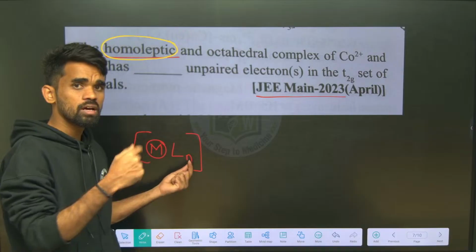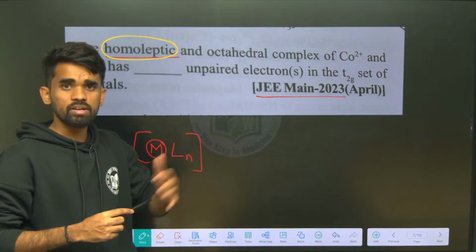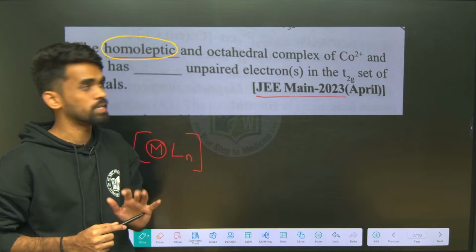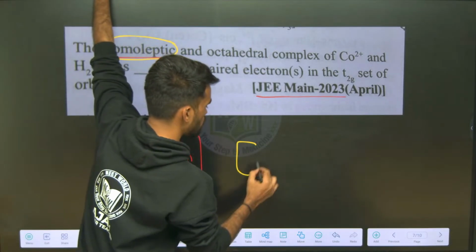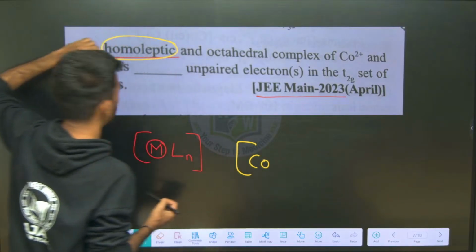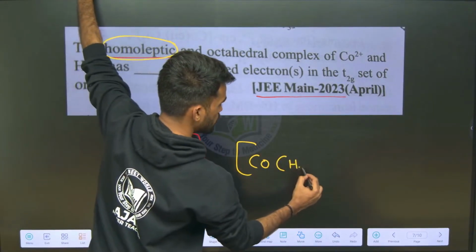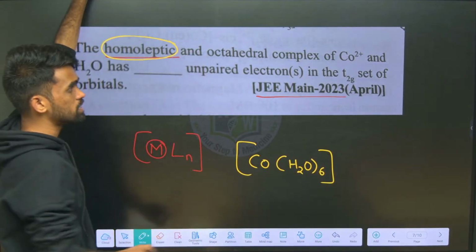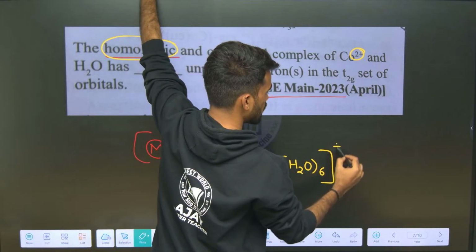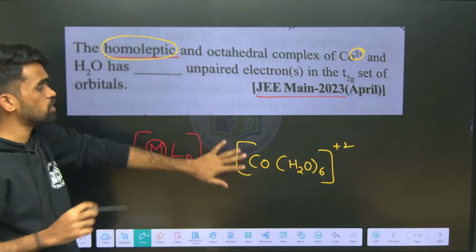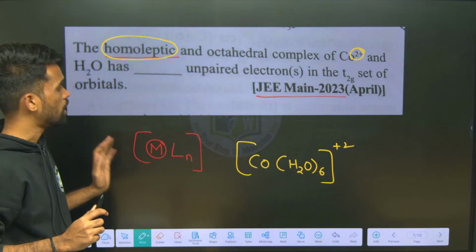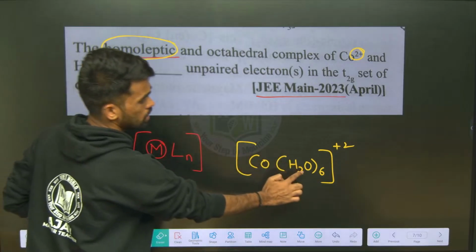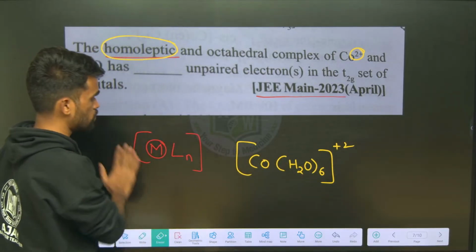If there are different types of ligands in the metal complex, then you say it is heteroleptic. Look here, the cobalt plus 2 complex is made up of cobalt and water only. Octahedral complex means there should be 6 water molecules. The charge mentioned here is plus 2. So this is the cobalt plus 2 complex, and this is the octahedral complex. Homoleptic means all the 6 ligands are the same, that is water molecules only.